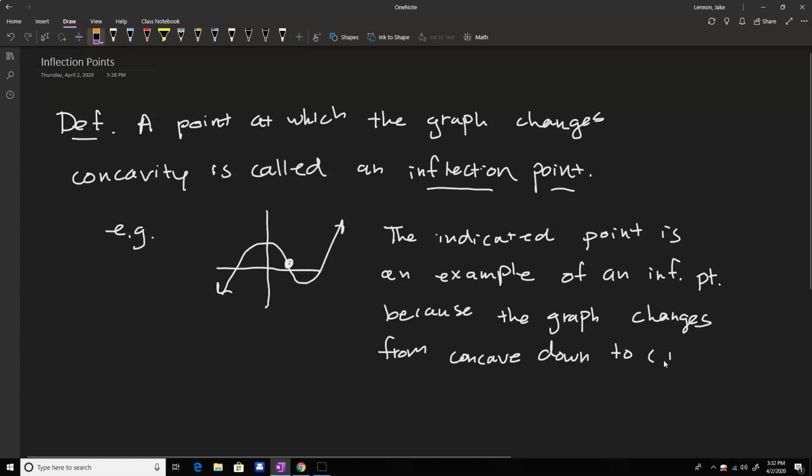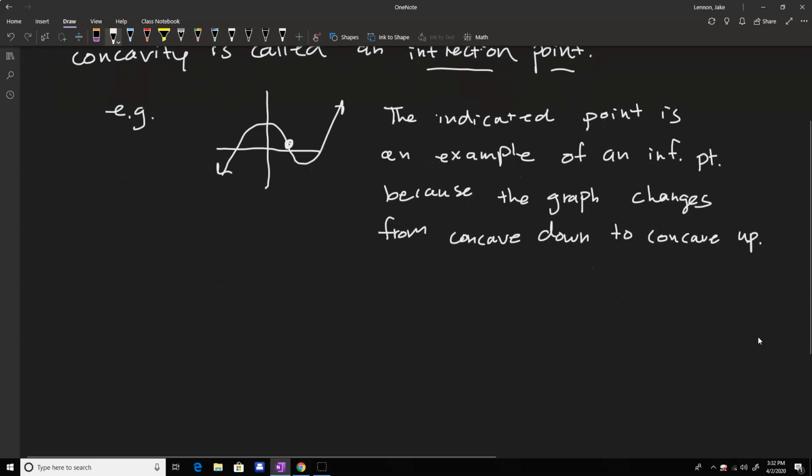So, the graphical notion of this is nothing really new for us, but what we are going to look at more is, suppose we have a function. Can we look at the formula for the function and use the derivative to figure out whether or not we have an inflection point? And so, yeah, the answer would be yes.